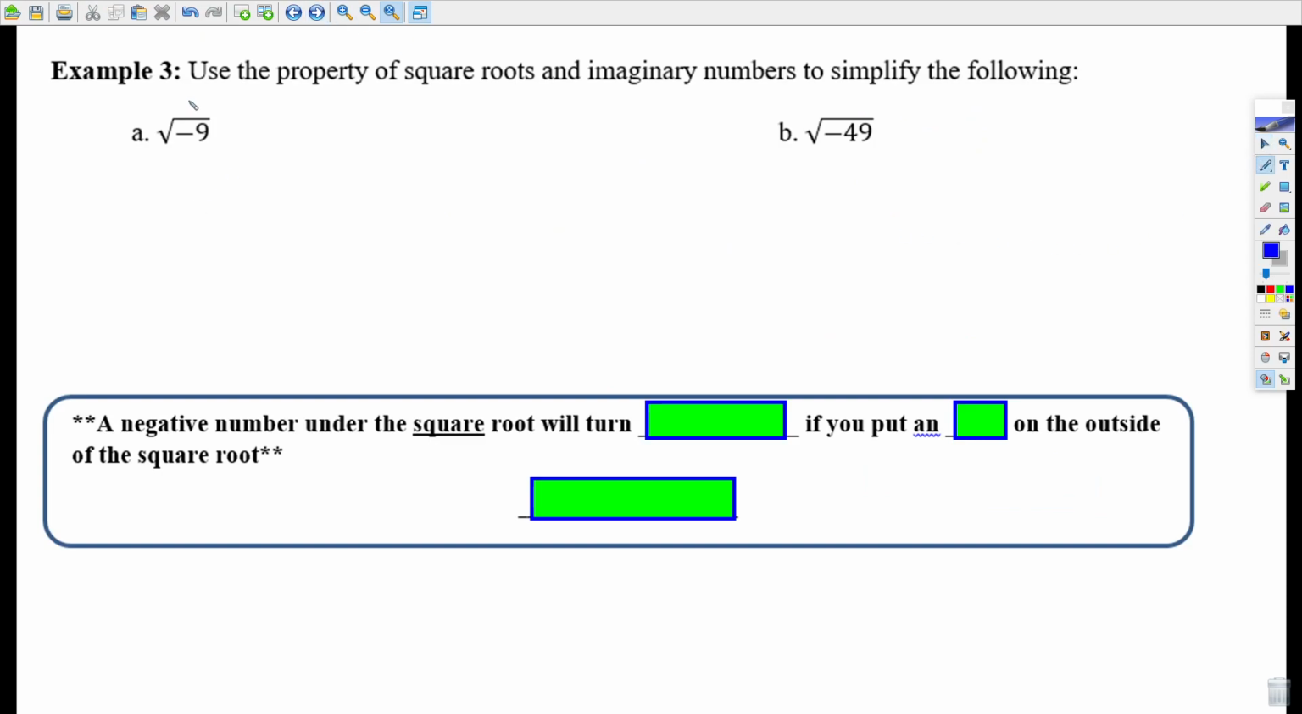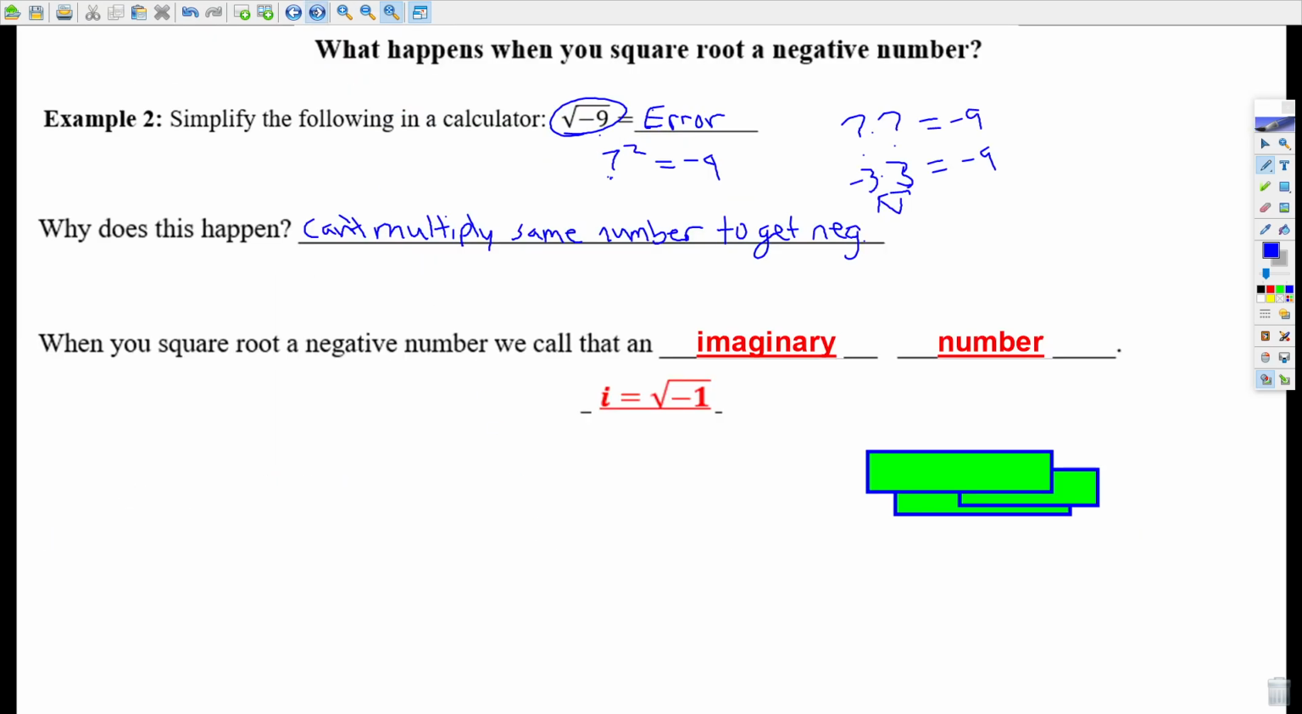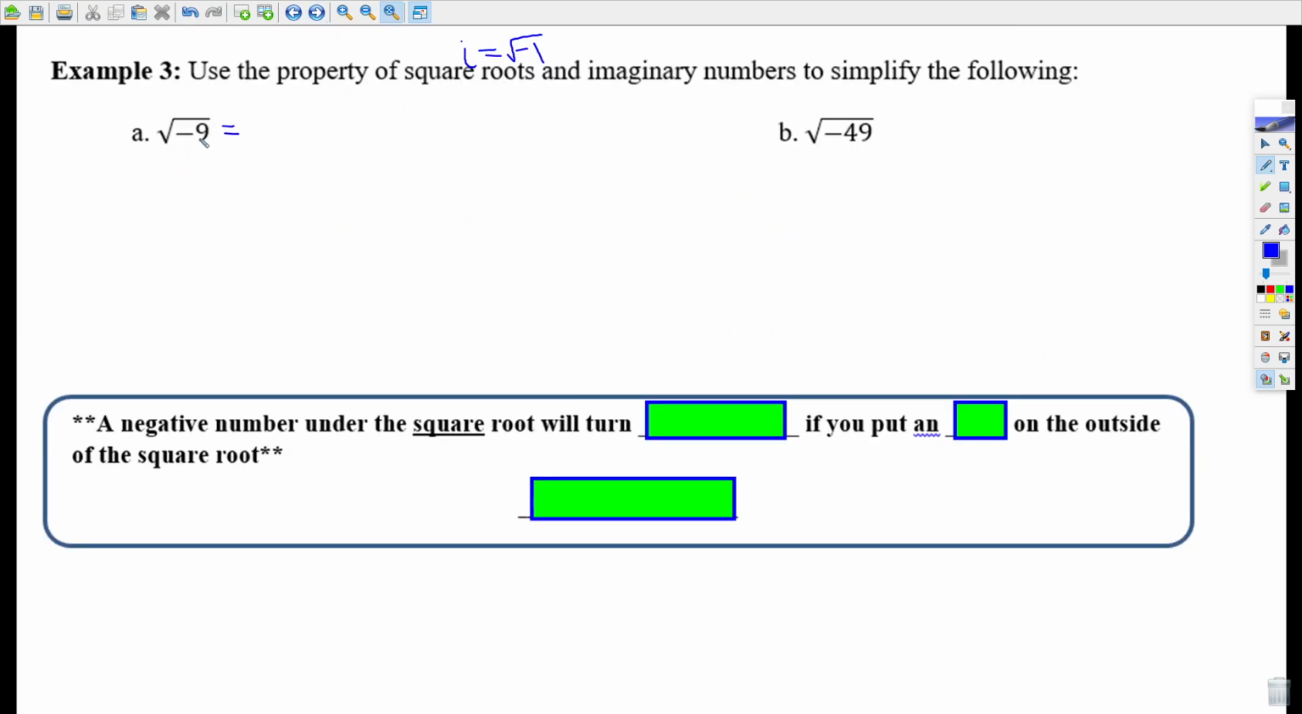So let's try it. For example 3, use the property of square roots and imaginary numbers to simplify the following. So I'm going to use the fact that we know that i is equal to the square root of -1, and I'm also going to use the property back here. It's called the square root property. So watch how I'm going to start with this one here, and then I'll use the new one here. All right, so what I'm going to do is change the square root of -9 into the square root of two numbers that multiply together to give you -9. And I'm going to do it very strategically.